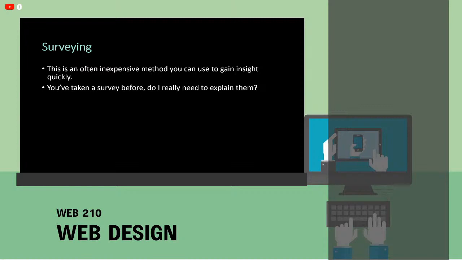We know it's cheap. We can go and build a Microsoft form or a Google form, and we can send it out to people, and we can collect data through that same form, and it'll analyze that data for us nowadays, which is great. And you've taken a survey before, so I don't know that I really need to get in depth about what exactly a survey is.